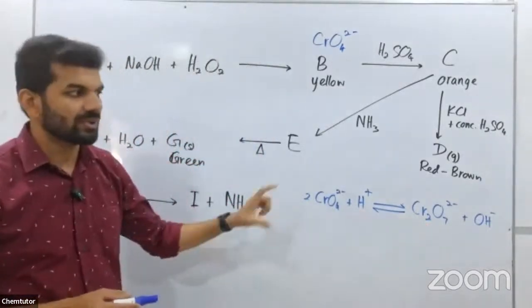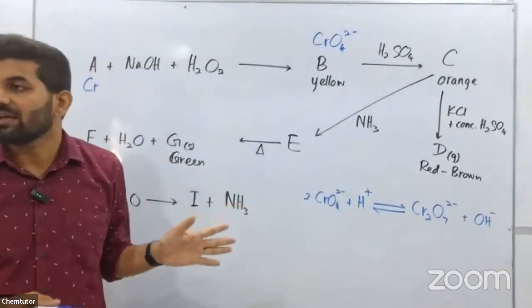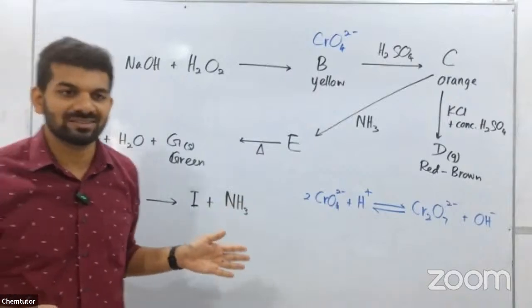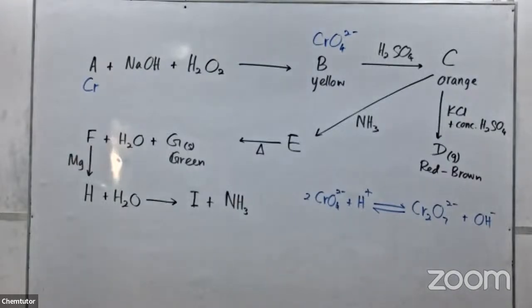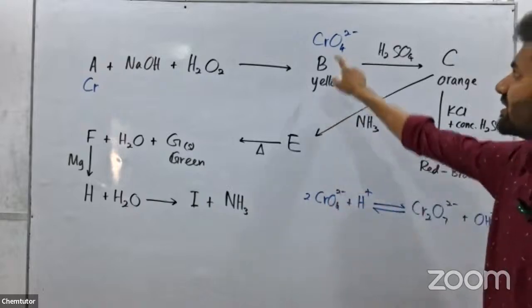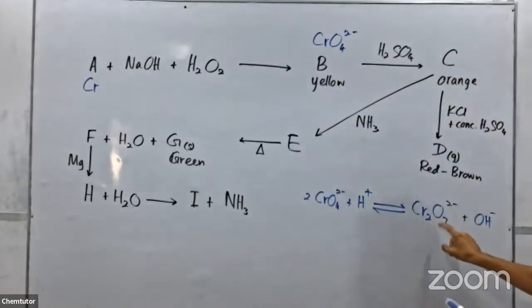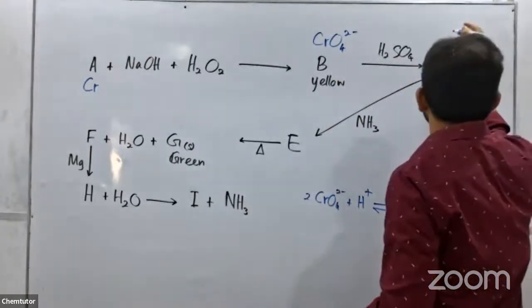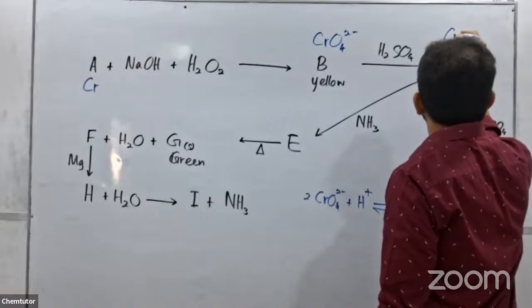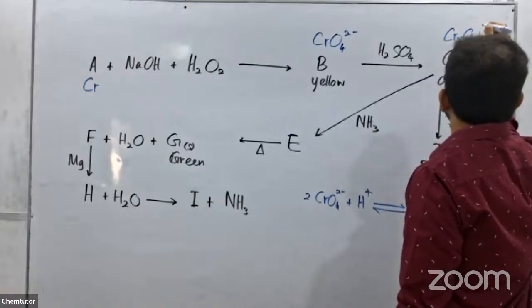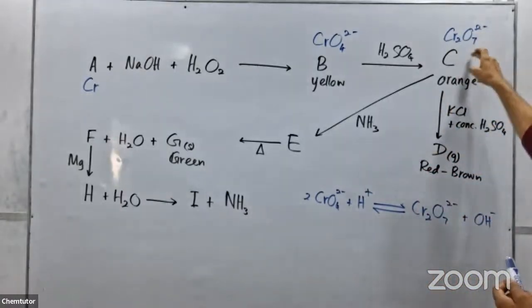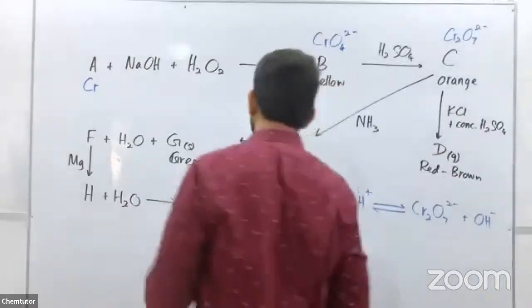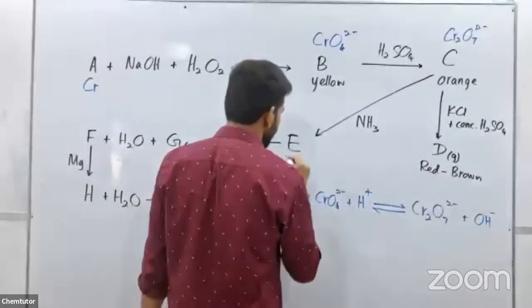If you can't remember, you can write it down anywhere. I think you have notebooks and some papers as well, so you can note down the important things. So chromate is this one, then C has to be Cr2O7 2-. Now dichromate with ammonia gives E. E is ammonium dichromate.